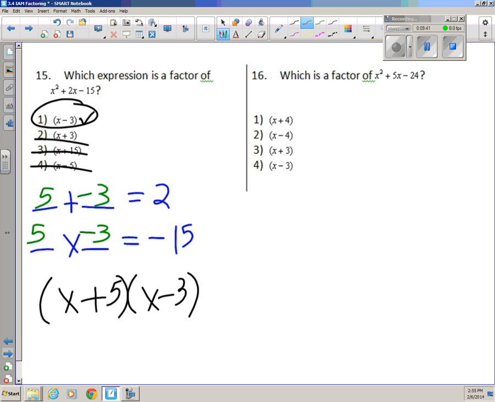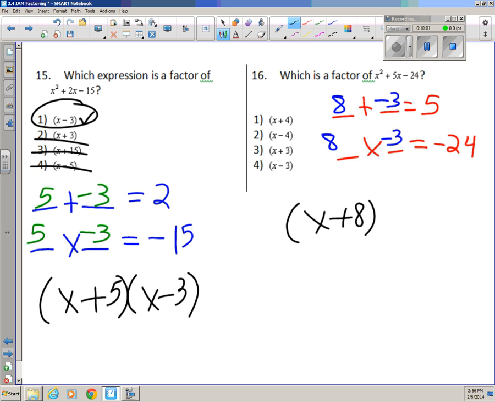Which is a factor of x squared plus 5x minus 24? We're adding to 5. We're multiplying to negative 24. Signs are opposite. I'm going to go for 8 and a negative 3. So one factor is x plus 8, and one factor is x minus 3. No, no, no, and here it is.